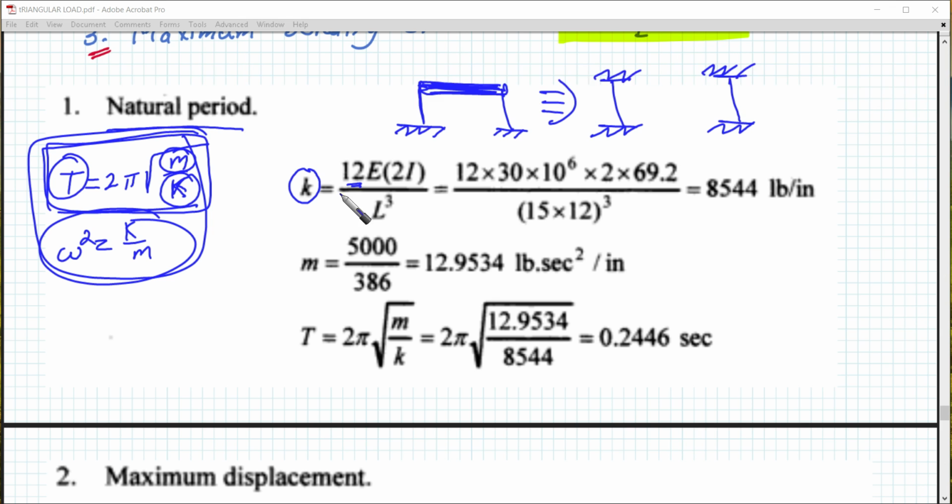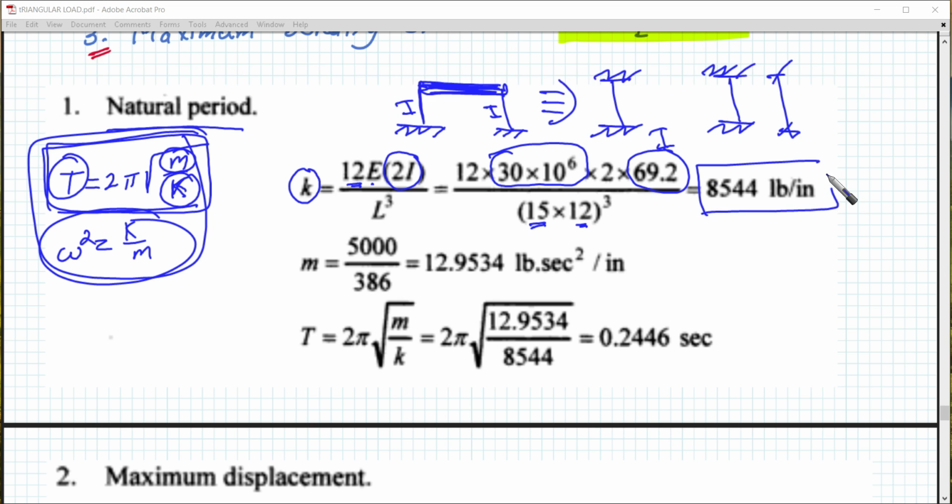So we have 12EI here, it is going to be I for this column and I for this column. So we have 2I over L cubed, where L is the height of the column. The height of the column is given for us, 15 times 12, which is the conversion from feet to inches. And then in 12EI, we substitute this E and this I. With the calculation, we can obtain our k. Take care of the units, it is pounds per inch.